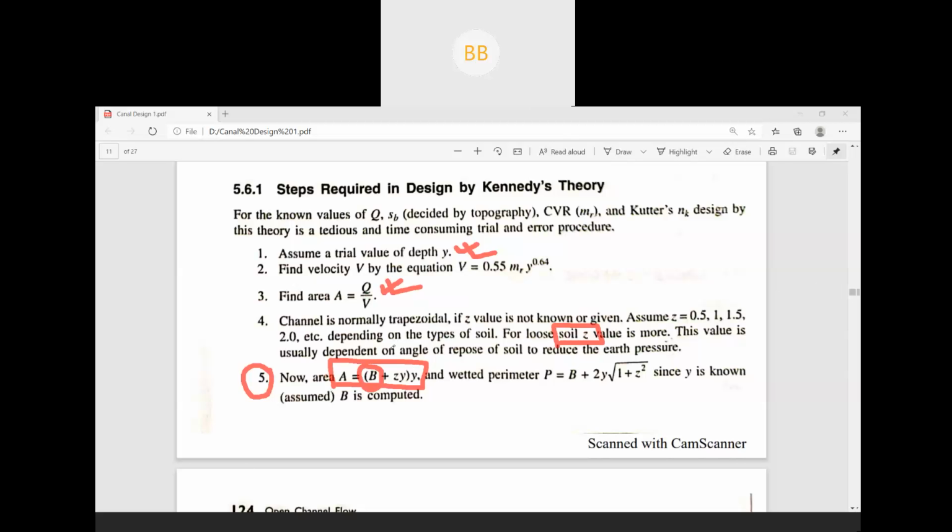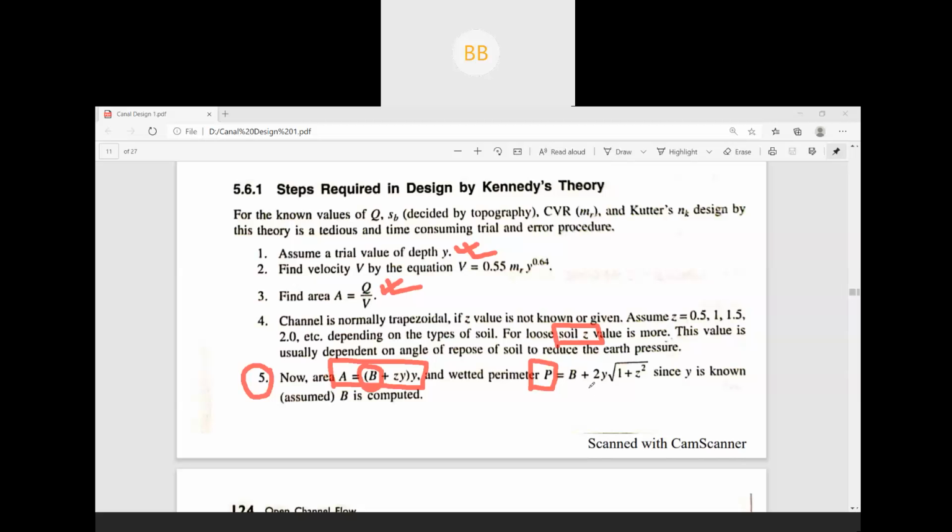In step number 5, we are going to use the area equation of a trapezoidal channel. In that particular equation, area is already known that we have calculated in step number 3. Then z value, if it is known, then it's okay. If it is not known, depending on the types of soil, we are going to assume in between 0.5 to 2. Then y value we have already assumed in step number 1. And from this equation, we can directly compute the width of the channel, that is the bottom width of the channel.